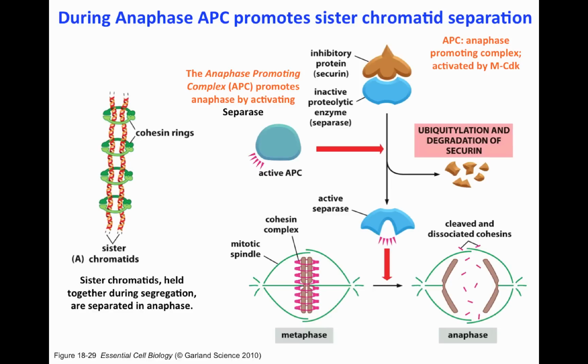Securin is a protein that is inactivating a protease called separase. So during the cell cycle, separase is being kept inactive by binding to securin. Now that the sister chromatids need to be separated, the APC is able to target the securin molecule for degradation, and you have the activation of the enzyme separase. Separase will be able to digest the cohesin rings, and once the cohesin rings are digested, that will allow the separation of the sister chromatids from one another during anaphase. This is why we understand that APC is the anaphase promoting complex.